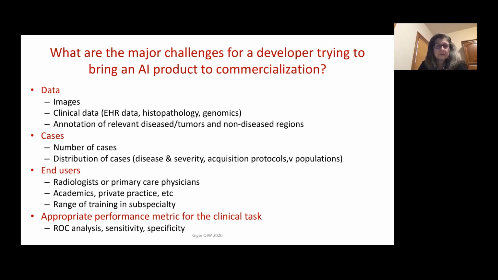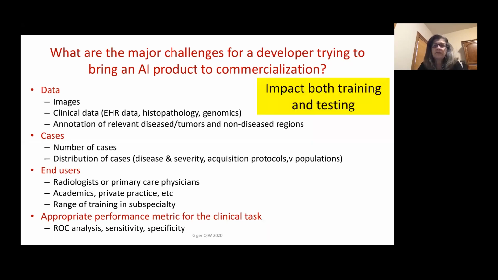You also need to ask yourself, who will ultimately use the AI algorithm? Will it be radiologists or will it be primary care physicians? Will they be in academic, private practice, both? And what range of training of the ultimate end user will be necessary? And then after that, you have to come up with an appropriate performance metric for the clinical tasks, such as ROC analysis, sensitivity, specificity, and others. All of this will impact both training and testing.